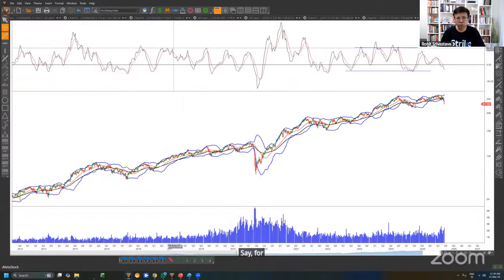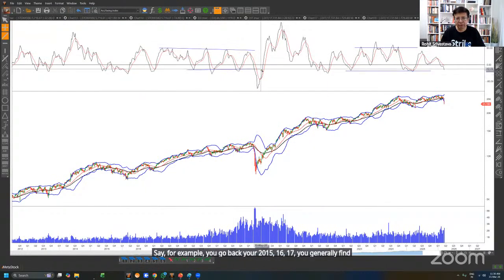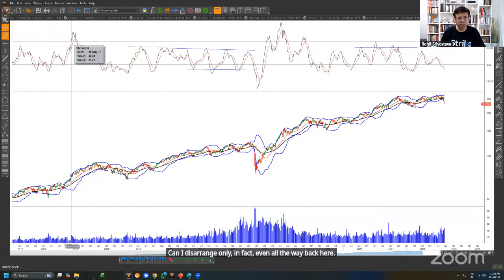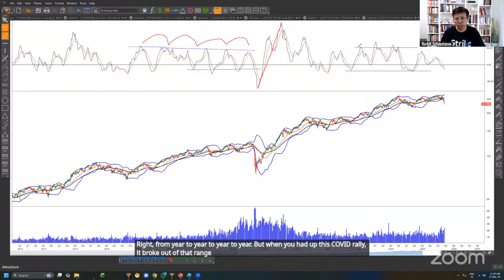For example, if you go back to 2015, 16, 17, you generally find it in this range only. In fact, even all the way back here, all the tops are within the same range, from year to year. But when you had this COVID rally, it broke out of that range. Very strong move. So you can make a judgment of amplitude within an existing trend. Within this trend, you can say, okay, this is the amplitude. But it is not fixed.